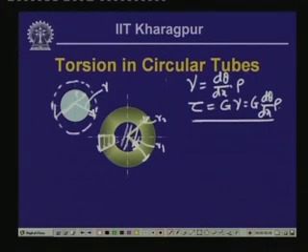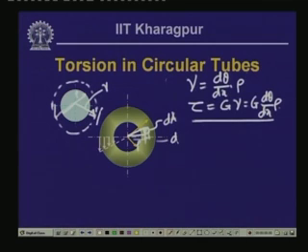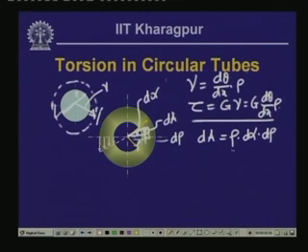Now, let us consider a small element from the center, which is at a distance of rho and making a small angle, let us say d alpha. So, this is the small element having an area dA at a distance rho, and this distance is d rho. So, the area dA can be written as rho times d alpha times d rho.